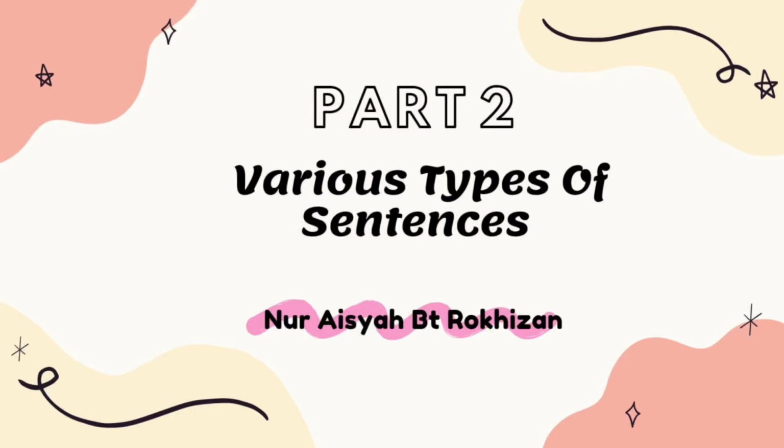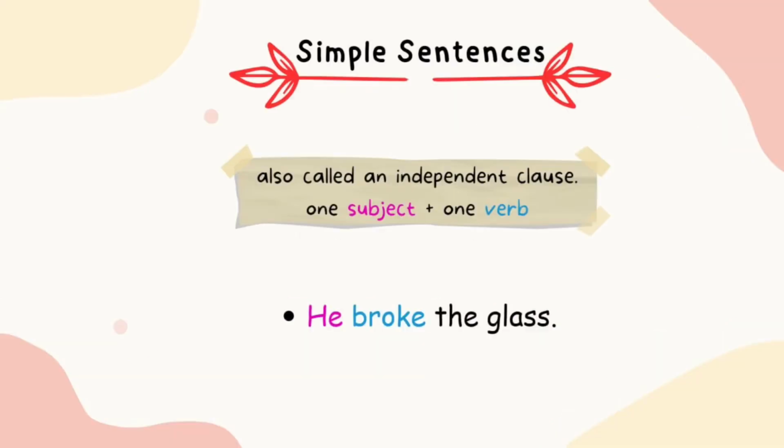Various types of sentence, part 2. A simple sentence, also called an independent clause, has one subject and one verb. For example, he broke the glass. He is the subject, broke is the verb.